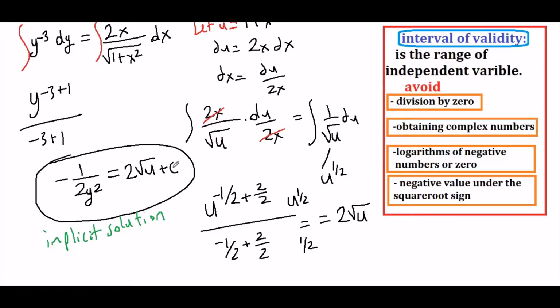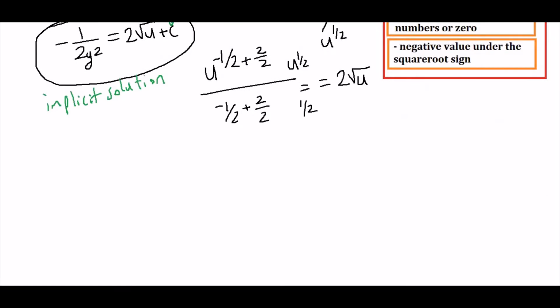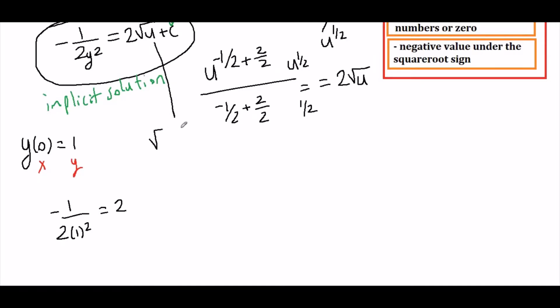Now we are going to use the initial condition to solve for c. We are given y of 0 equals 1. Here 1 is the y variable, 0 is the x variable. So negative 1 over 2 times 1 squared equals 2 times... we have to bring u back here, which is the square root of 1 plus x squared. So 1 plus 0 squared, plus c.